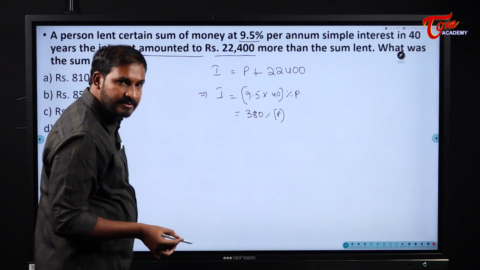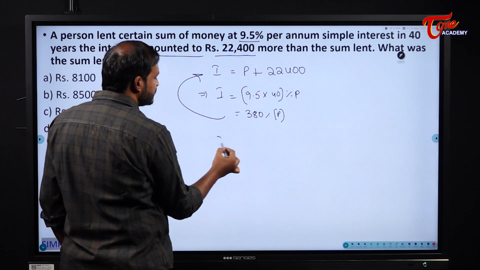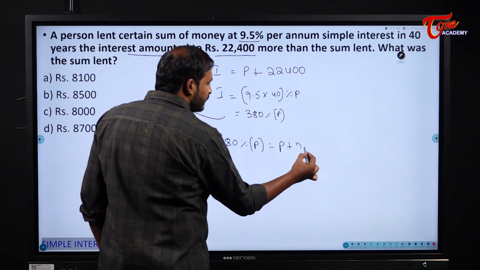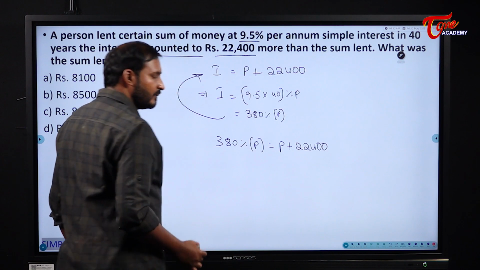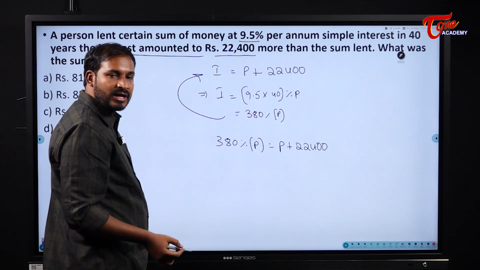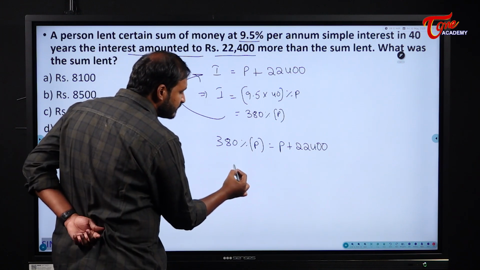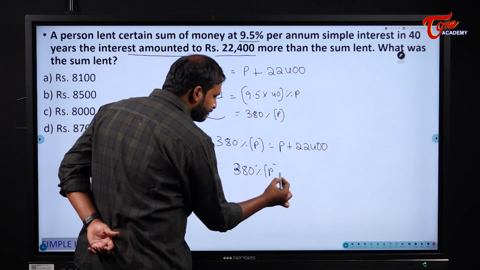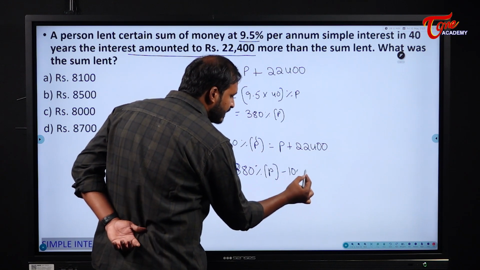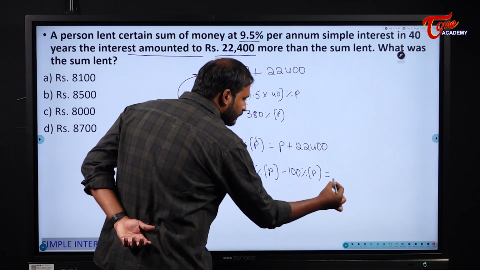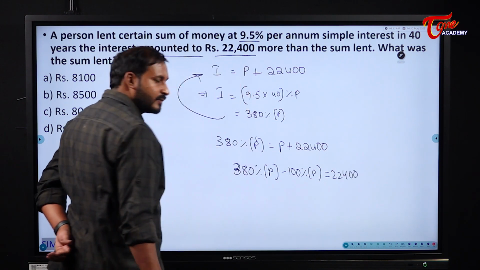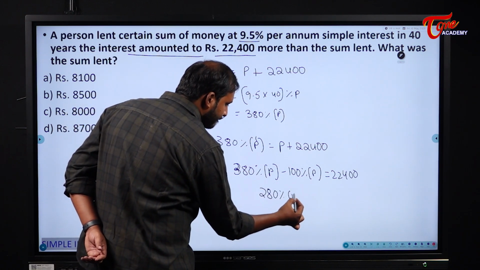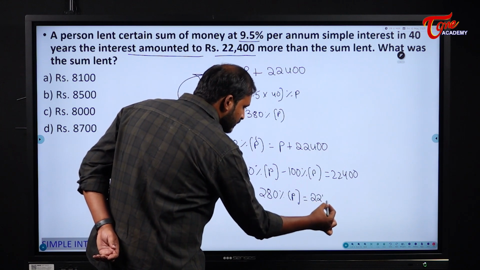Now we will substitute the same thing here. So 380% of principal is equal to P plus 22,400. That means if I send P to this side, it will become minus 100% of P. Okay, I will write it. 380% of P minus 100% of P is equal to 22,400. So now 280% of P is equal to 22,400.